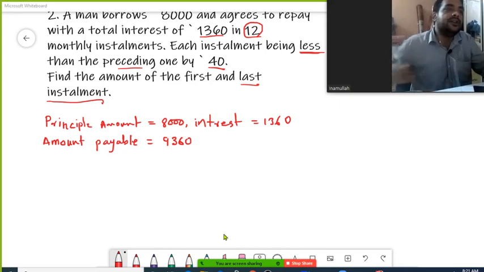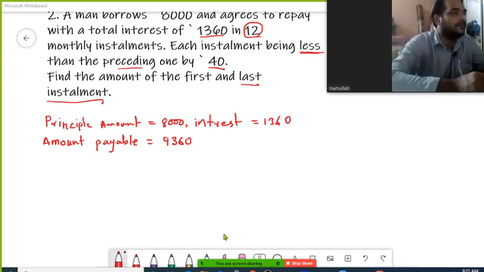So here I can say the sum of 12 terms, that is S12, the sum of all 12 terms, is 9,360, right? Then the number of terms, that is the number of installments, n is how much? 12 here.